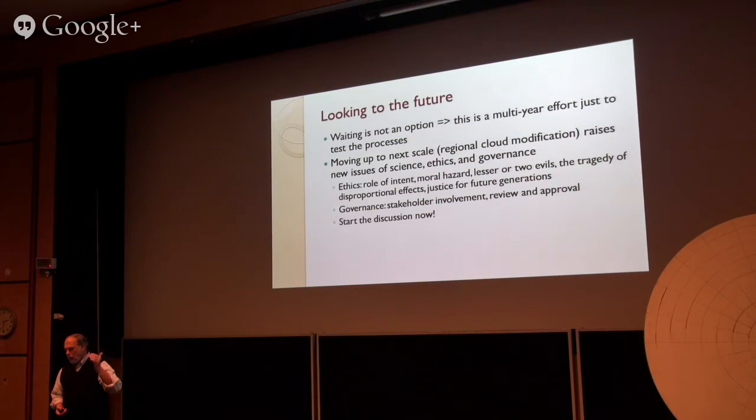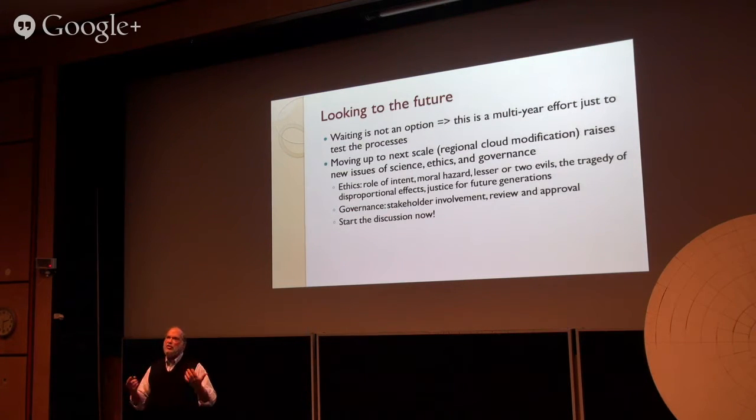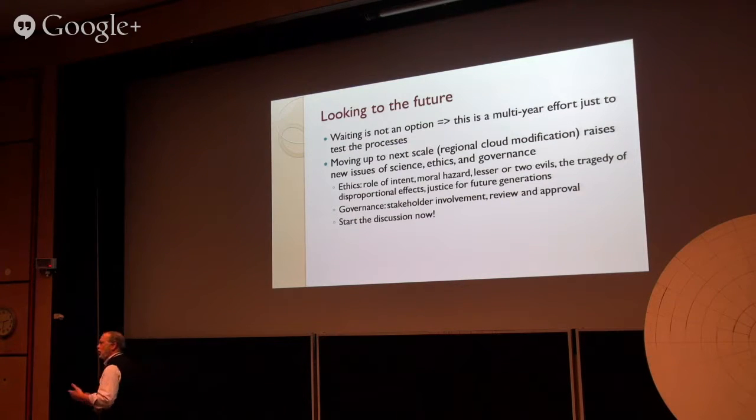If we move up to this next scale of the regional cloud modification, it raises some really new interesting issues of science, ethics, and governance. And I've just listed a bunch of them. I don't want to go through them. I do want to point out that I think this is a discussion that needs to start now. I don't think what we're proposing to do at the moment should be held up because of this discussion. But I think we really need to start it so that 5 years down the road, we have a better idea of how this ought to work.